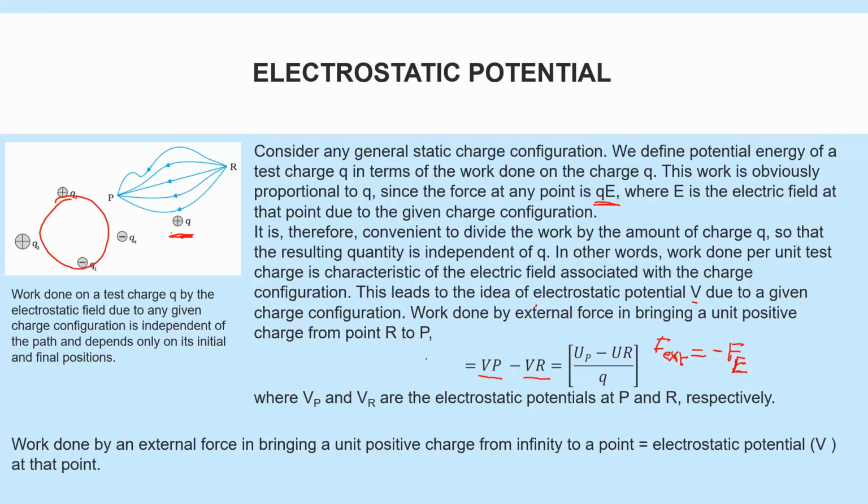So from this we can imply that the work done by an external force in bringing a unit positive charge from infinity to a point P is going to be equal to the electrostatic potential at that point alone. So that is the understanding of the electrostatic potential. Electrostatic potential is related to the work done by the external forces in bringing the unit positive charge from one point to another point.